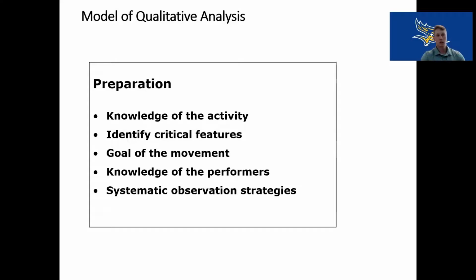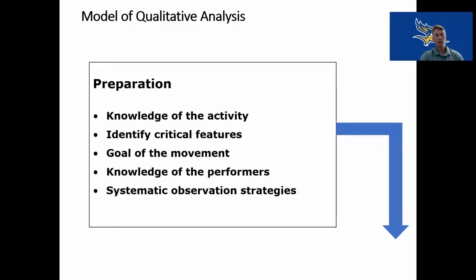How you would judge a high school athlete compared to a collegiate athlete compared to a professional athlete, compared to the average Joe who plays that sport on the weekends. We have to have a basis of who we're analyzing, the population, the goals of the movement, and then we have to develop strategies to observe that movement to create our judgment. Okay, so we complete the preparation phase. This is really what we're doing in this first draft of your project.